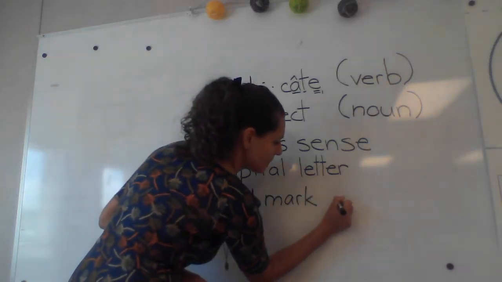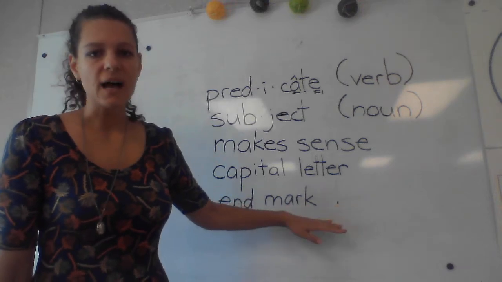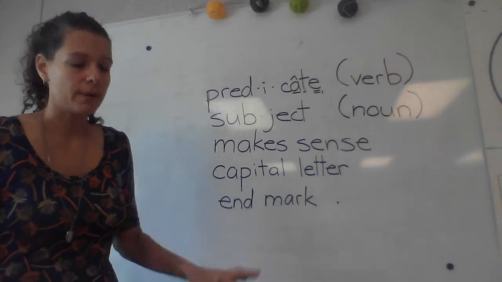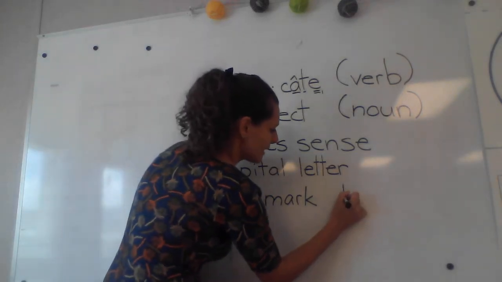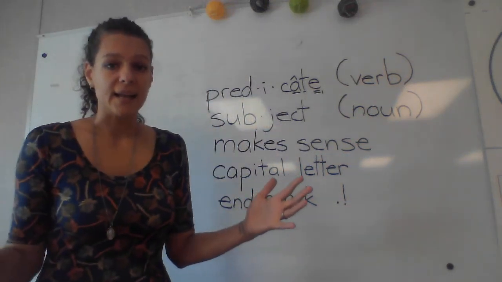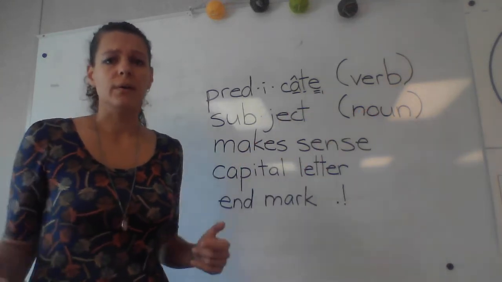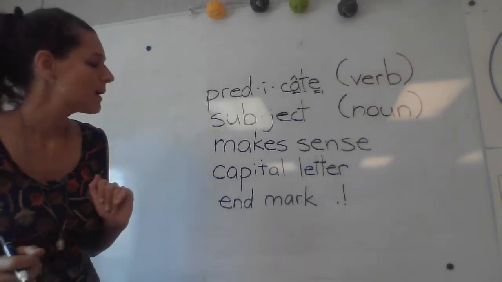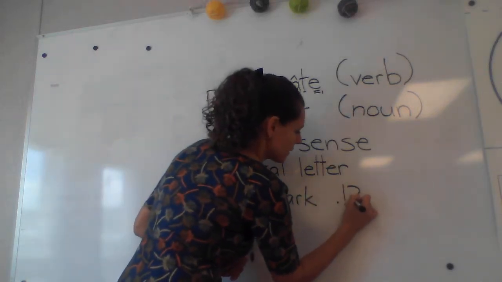The first one is a period, right? It's really small. It just looks like a little dot. It sits right on the baseline, and that says, hey, this sentence is over. All right, the next kind of end mark is an exclamation point, right? And that is if you are excited. If you say, my best friend's coming over, I would be excited about that. I would put that exclamation point at the end. And then the last kind of end mark that we can have is a question mark.